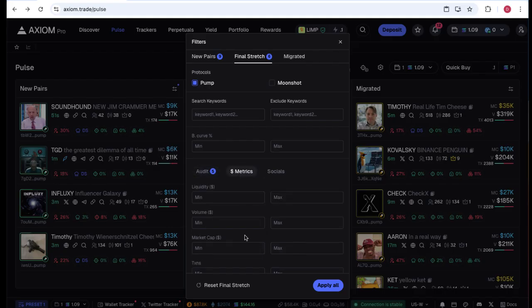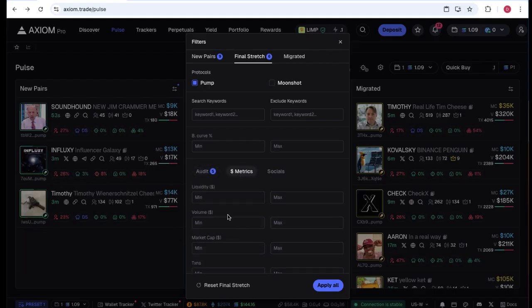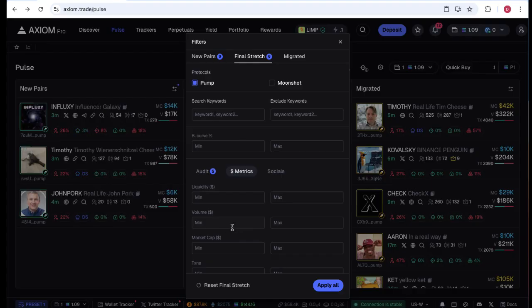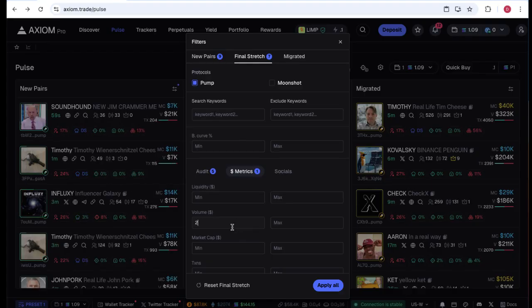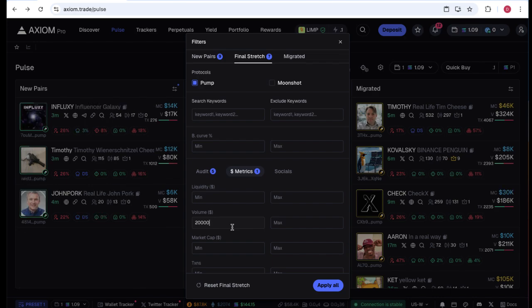Metrics. Now this is important. Pull up a chair right here. Leave liquidity blank. Volume for the tokens in my final stretch, I need to see 20K in volume. Now I really like to see more money than that, but sometimes if it's a runner that just bonded, it might not even be a minute old, and it's just hitting these numbers, I don't want to have to wait for the volume to get crazy to see it.